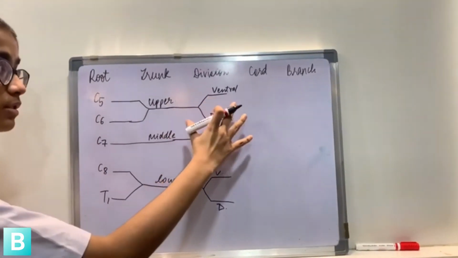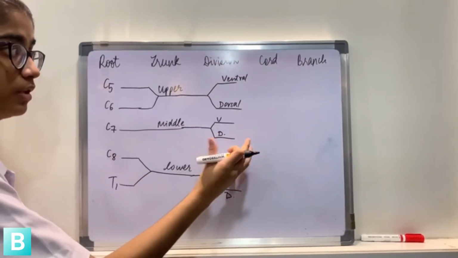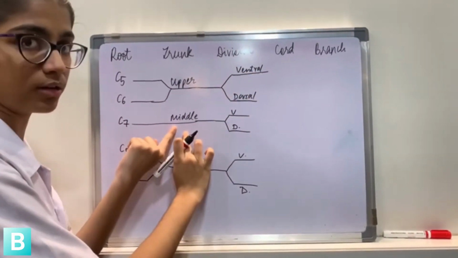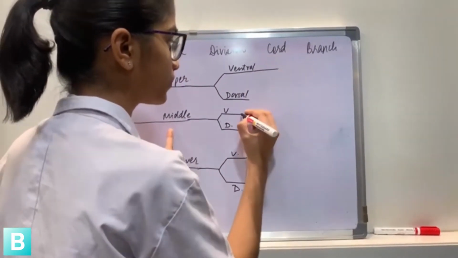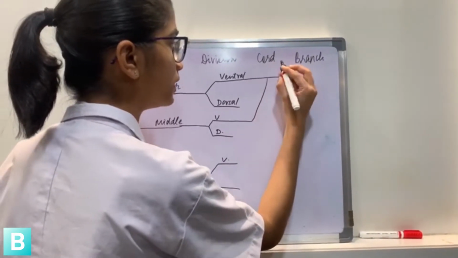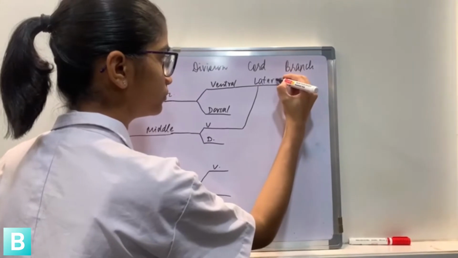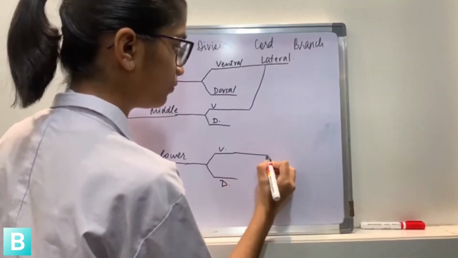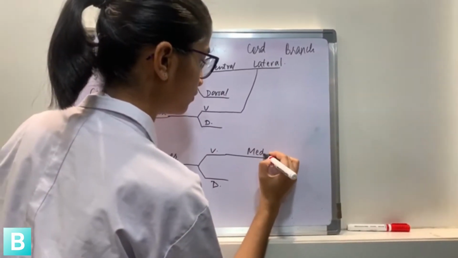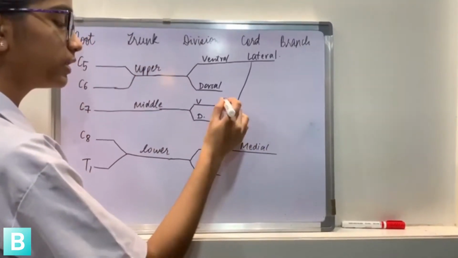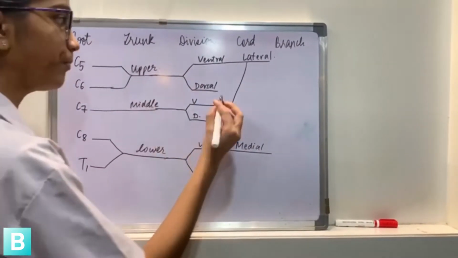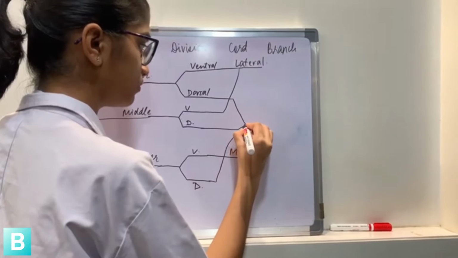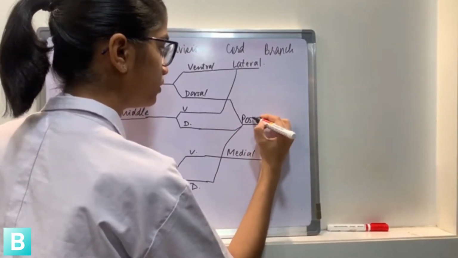Now these divisions will join to form cords. The ventral divisions of the upper trunk and the ventral division of the middle trunk both join to form what is called the lateral cord. The ventral division of the lower trunk forms the medial cord, and the three dorsal divisions of all the trunks join to form the posterior cord.